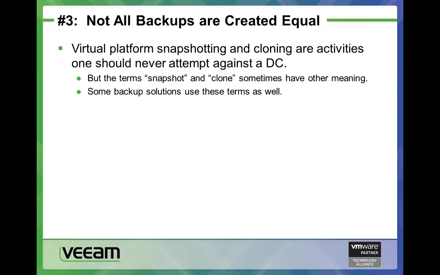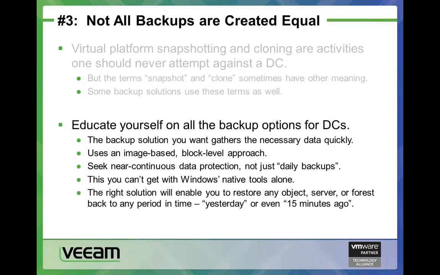Number 3 also relates to backups, and we'll get to some of the other non-backup things in just a second. But also recognize the fact that the virtual platform snapshotting, the vSphere snapshotting and the vSphere cloning, are activities that one should never attempt against a domain controller, because those terms sometimes have other meanings, and the meanings that you get out of vSphere may be different than the meaning you may get out of Veeam, for example. So if you are considering backing up your Active Directory, which I think we all should, then educate yourself on all of the backup options that are available for those domain controllers.